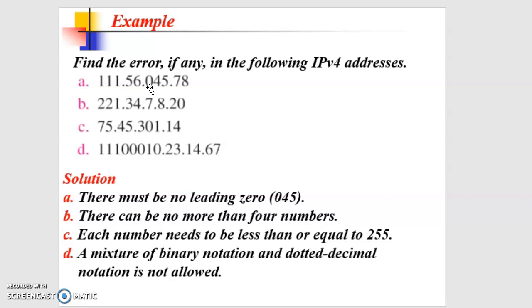0 is not allowed, so this is the error. When you go to the second, only 4 numbers should be there. 4 bytes make one 32-bit address, but in this there are more than 4. Here the number is always less than or equal to 255. Why 255? If all bits are ones, that is the maximum in 8 bits, that makes the sum equal to 255. And binary and decimal cannot be combined.